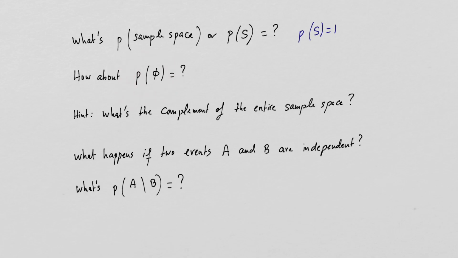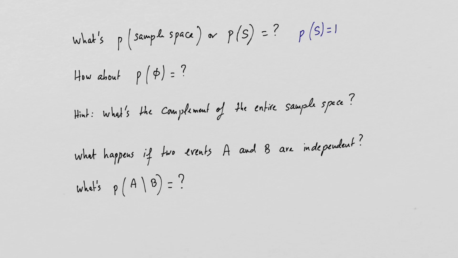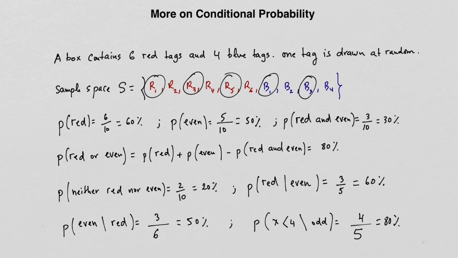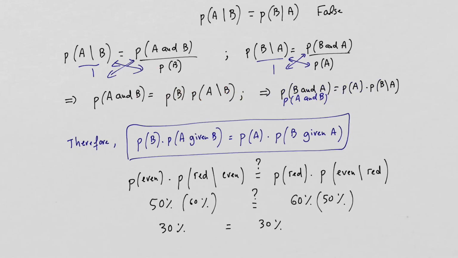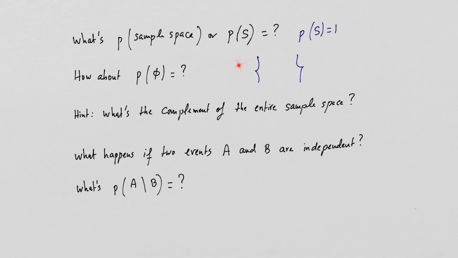Now, I would like you to stop the video and think about the probability of the empty set. It's like a set, like this set, but it's empty. This is the empty set. There is nothing in it, basically. It's like an empty fridge or a computer without software. Nothing. It's completely empty. What's the probability of the empty set? So stop the video and think about it and come back.